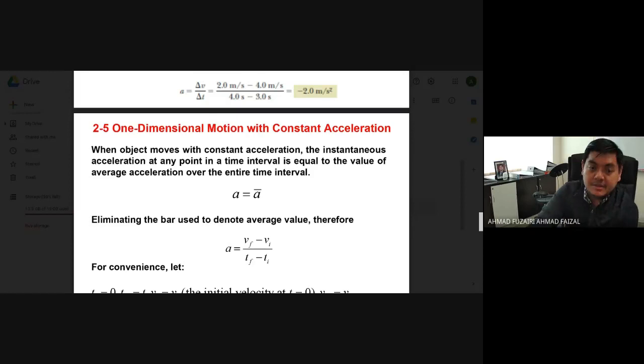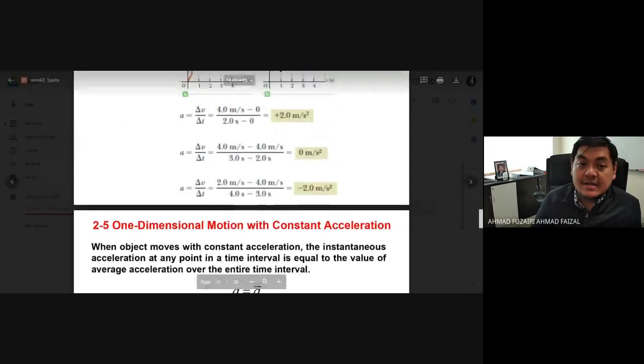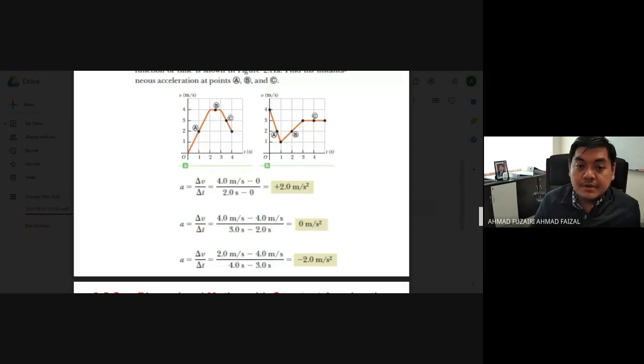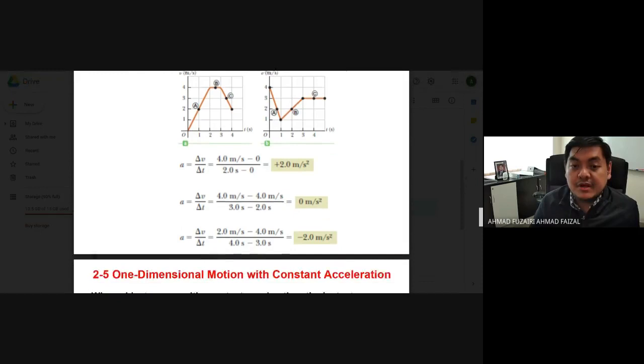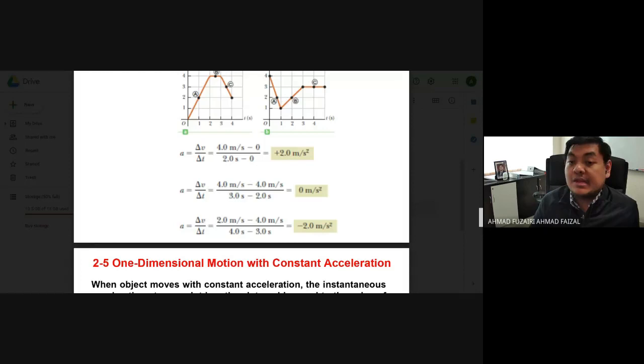So let's move to the one-dimensional motion with constant acceleration. The word constant acceleration means the acceleration will be the same, not like in the previous example. Let's look at the previous example. On the first part of the motion, the acceleration is positive 2 meter per second square. In the middle part, it is 0 meter per second square, and on the last part it is negative 2 meter per second square. So you can see a variety of different values of acceleration throughout the motion.